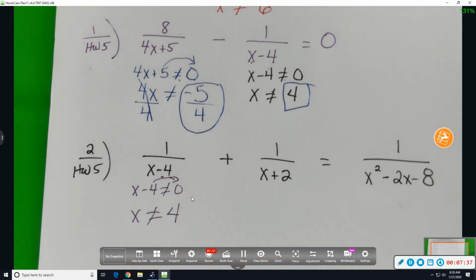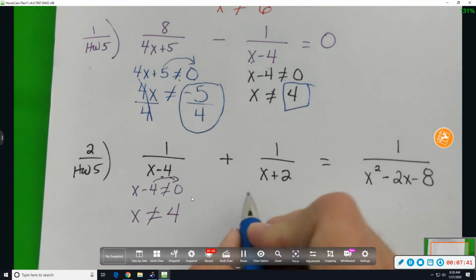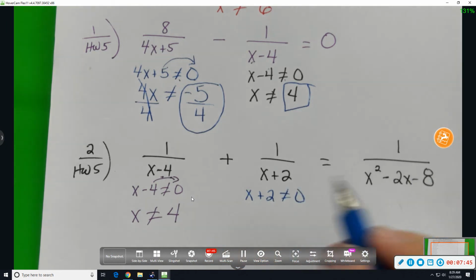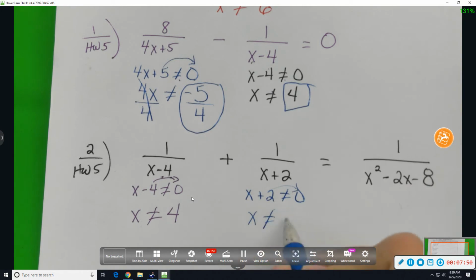There's one answer. The next one's pretty easy too. The x plus 2, that denominator can't be 0. So x can't equal negative 2. Now the next one isn't quite as easy, is it?